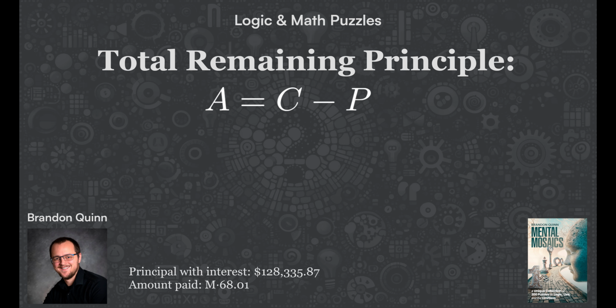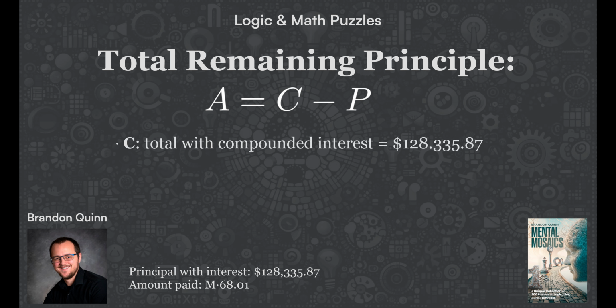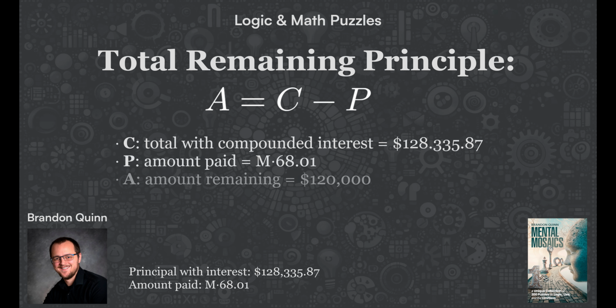The total remaining principal is A is equal to C minus P, where C is the total with compounded interest, which we know is $128,335.87. P is the amount paid, which we know is M times 68.01. And A is the amount remaining, which we know from the problem is $120,000. What we need to do here is solve for M.